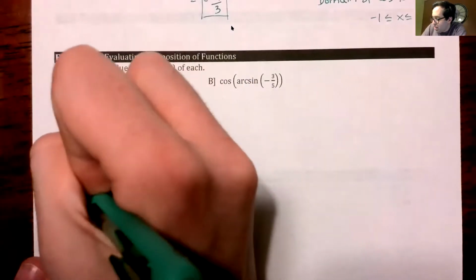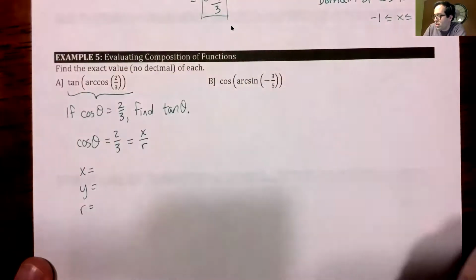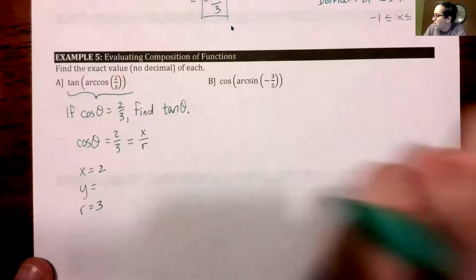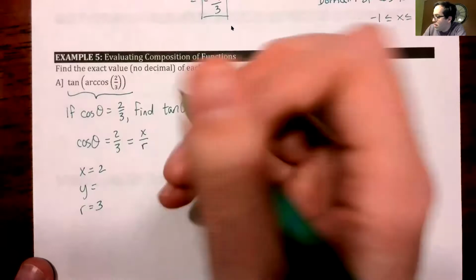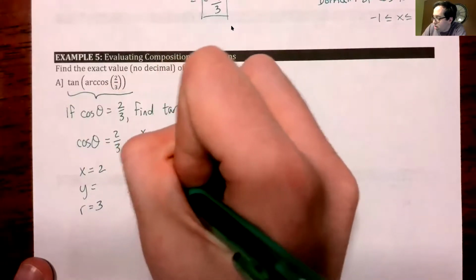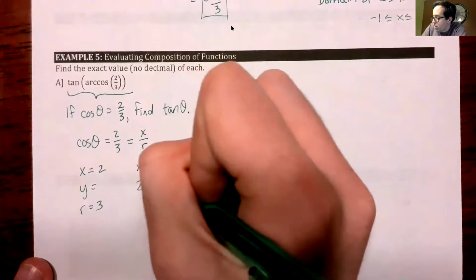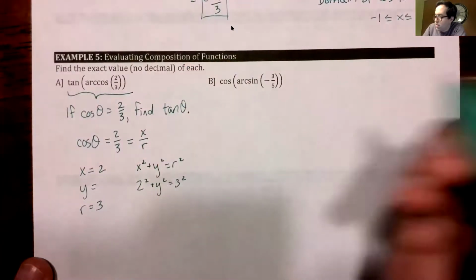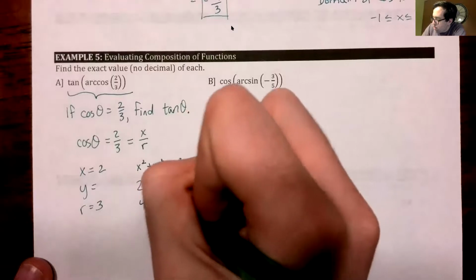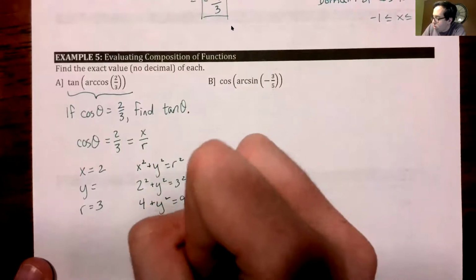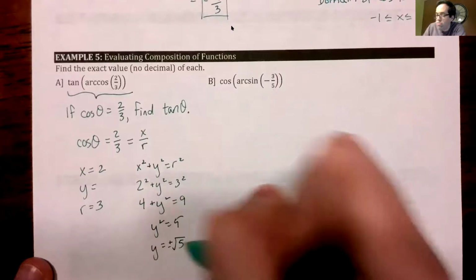But I'm going to need x, y, and r, so I'm going to make a chart here. x is going to be 2, r is going to be 3, and I need to find y. So I have x squared plus y squared equals r squared. So 2 squared plus y squared equals 3 squared. That's 4 plus y squared equals 9. y squared equals 5, so y equals plus or minus root 5.